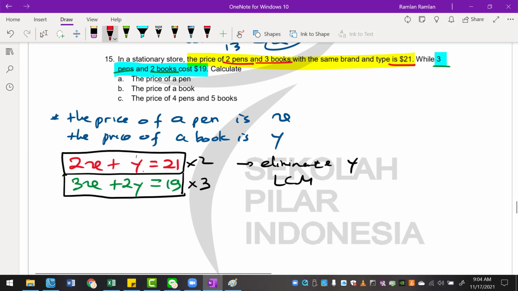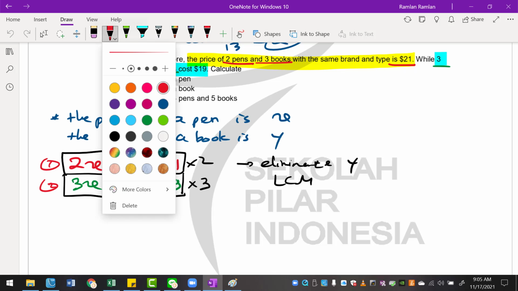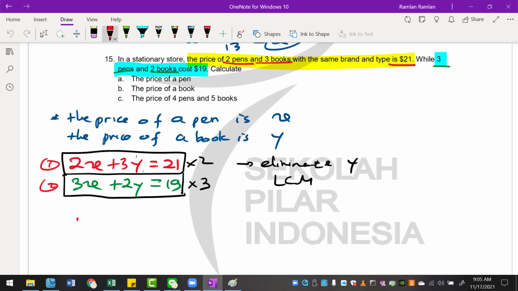So we only need to multiply all of them. This is the first equation, this is the second equation. The first equation, multiply all of them by 2, and the second equation, multiply all of them by 3, and then we will get the new equation, which for the first equation becomes 4x plus 6y equals 42. Notice that I only multiply all of these by 2. So that will be the third equation, right?